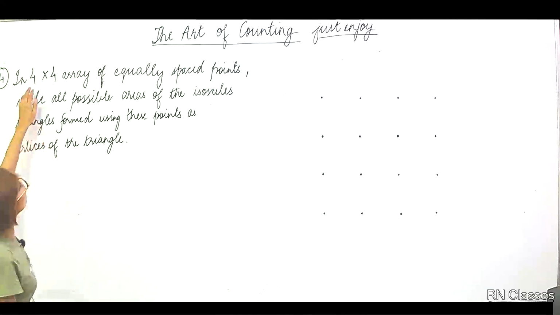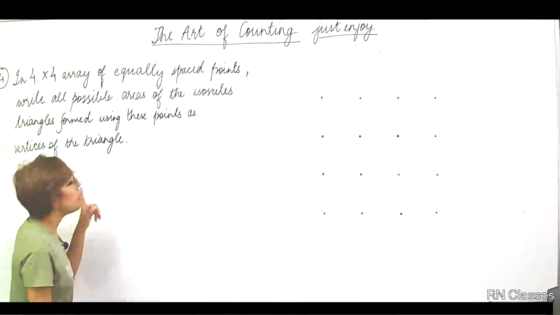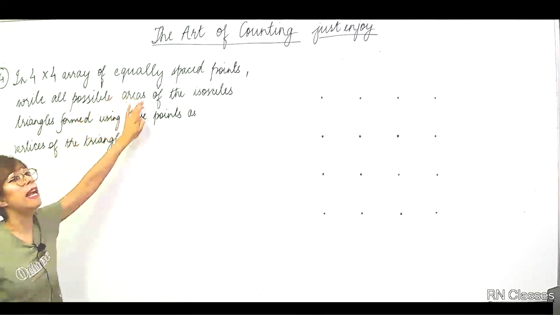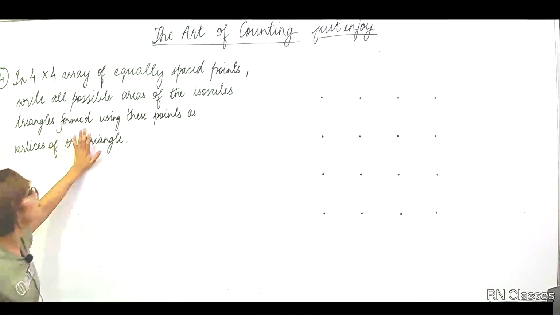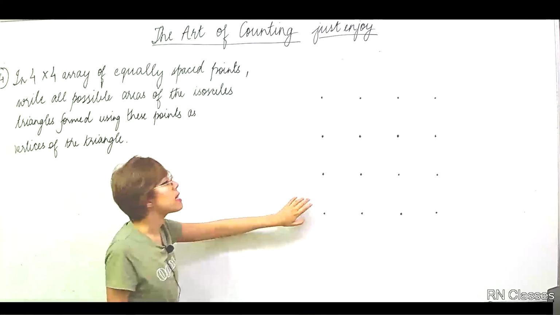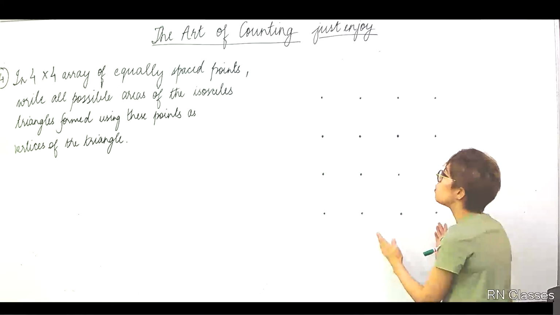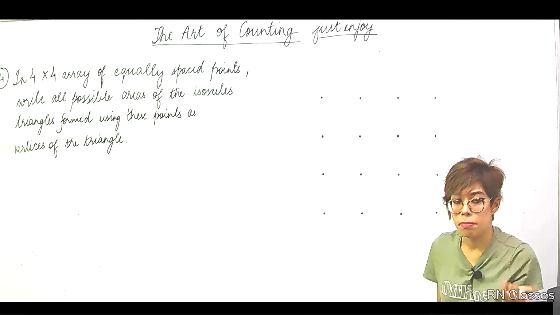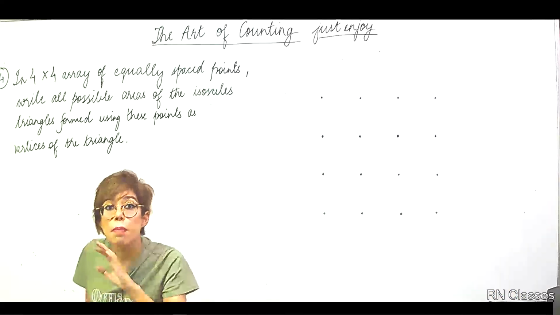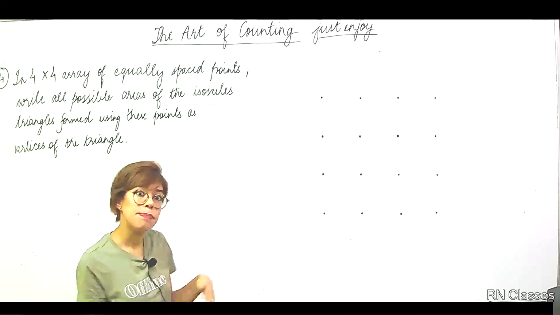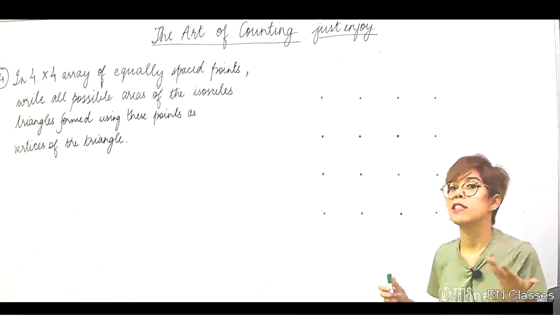So it is a 4 into 4 array of equally spaced points. You need to write all possible areas of the isosceles triangle formed using these points as the vertices of the triangle. So using these points, you need to have an isosceles triangle. But what you need to write is the possible areas. In fact, all possible areas you need to write. Okay, areas. Right. So let's recognize the isosceles triangle first.